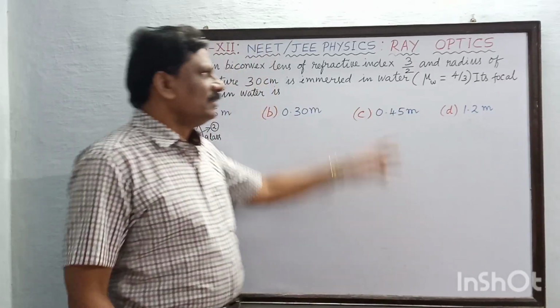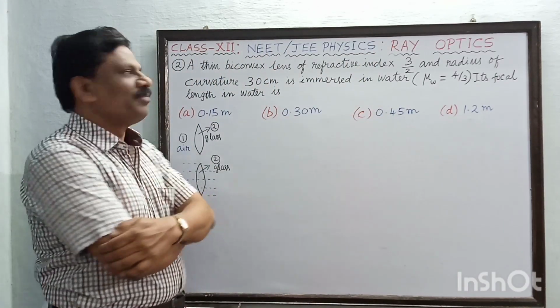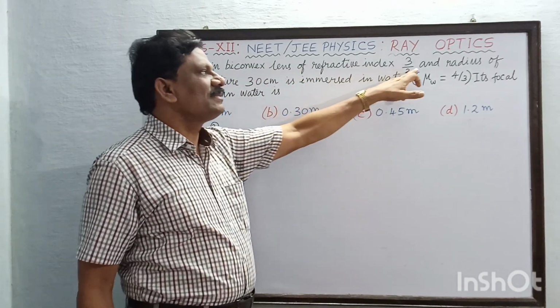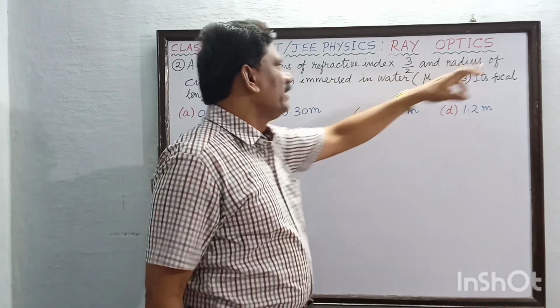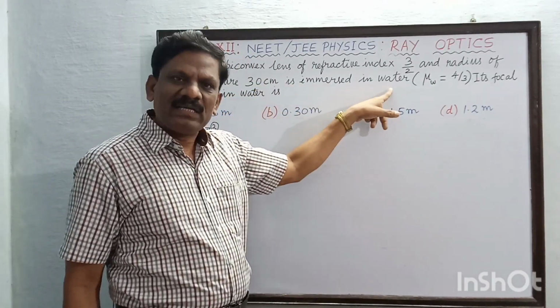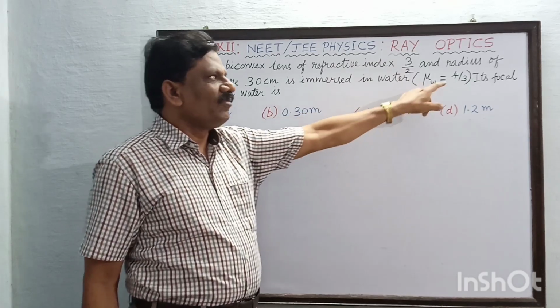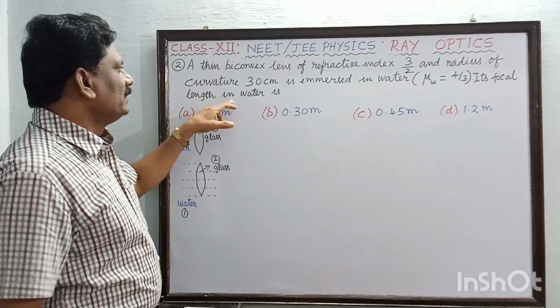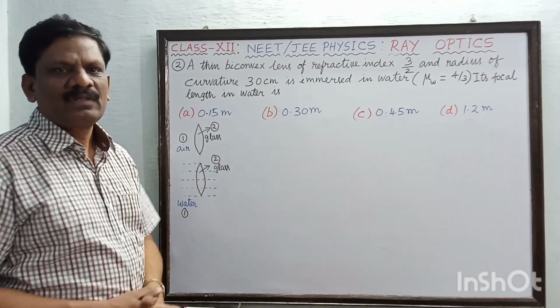Hi students, now the second sum in ray optics. A thin biconvex lens of refractive index 3/2 and radius of curvature 30 cm is immersed in water. The refractive index of water is given as 4/3. Its focal length in water is how much?